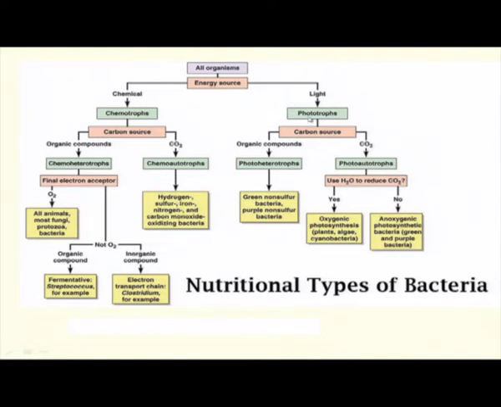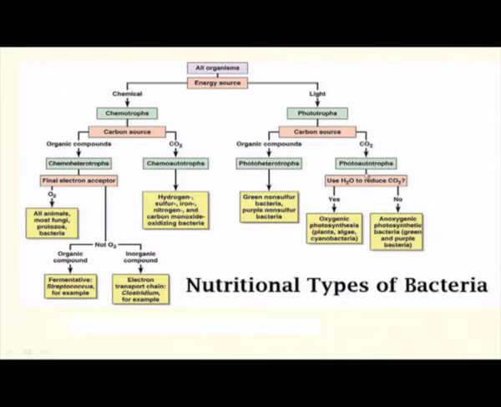Now, let us take the other class where you have light as the energy source. These are the phototrophs. Now, divide them by the carbon source. Again, you have organic compounds, and you have carbon dioxide as the carbon source. So we divide them as the photoheterotrophs and the photosynthetic or photoautotrophs. Among the photoheterotrophs, you have the green non-sulfur bacteria, the purple non-sulfur bacteria, etc.